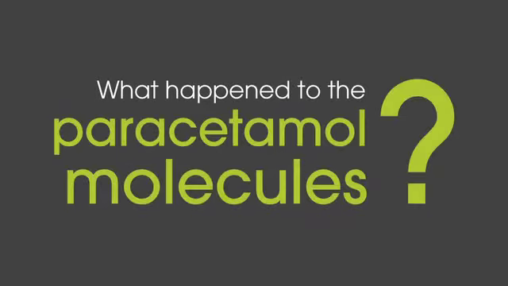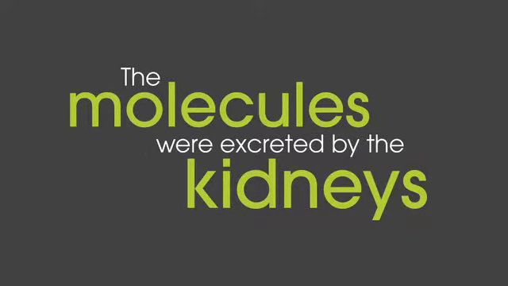What happened to the paracetamol molecules once the headache subsided? Paracetamol is ultimately metabolized by the liver, which results in hepatic metabolites. These metabolites, together with a very small percentage of the unchanged drug, are excreted by the kidneys. Therefore, the termination of paracetamol's action is dependent upon both hepatic and renal clearance.